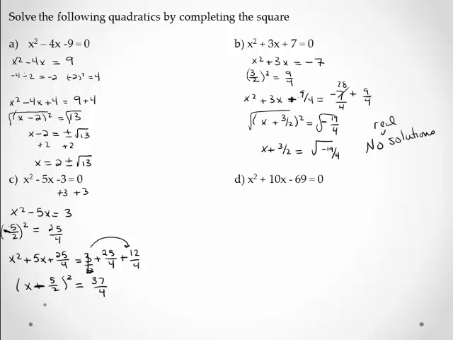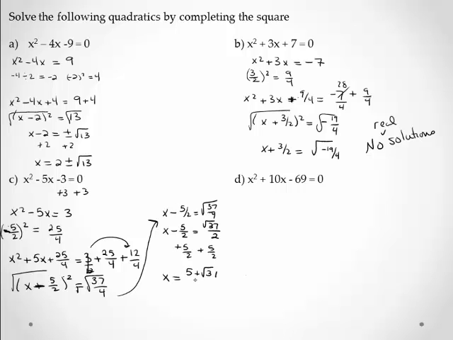Taking the square root of both sides, I'll move this up here actually. I'm going to get x minus 5/2 is equal to the square root of 37/4. Now, the square root of 4 is 2, and I can't leave fractions under the denominator, so I have the square root of 37 over 2. And when I add 5/2 to both sides, I'm going to get that x is equal to 5 plus or minus the square root of 37, all over 2.